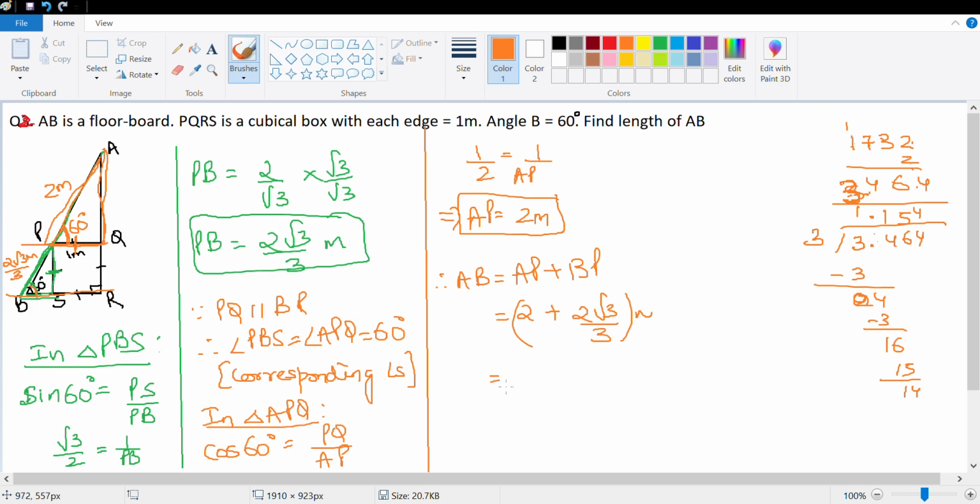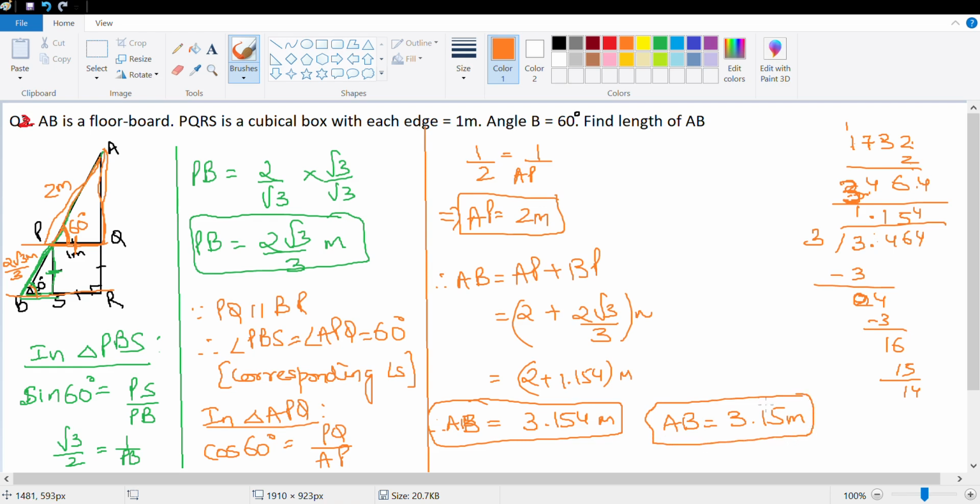So this is equal to 2 plus 1.154 meter, which is 3.154 meter. Therefore, AB is equal to 3.154 meter. If you want to round it off, you should round it off to 2 decimal places, which will be 3.15 meter. Good. Let's look at the next question.